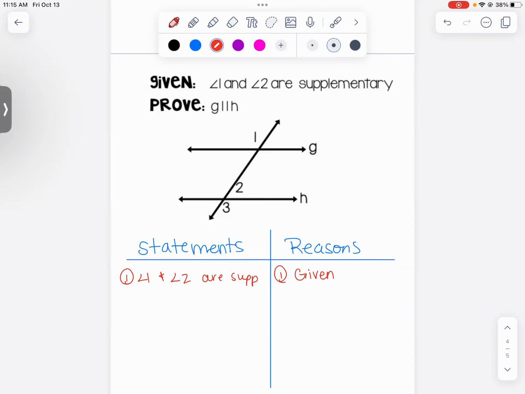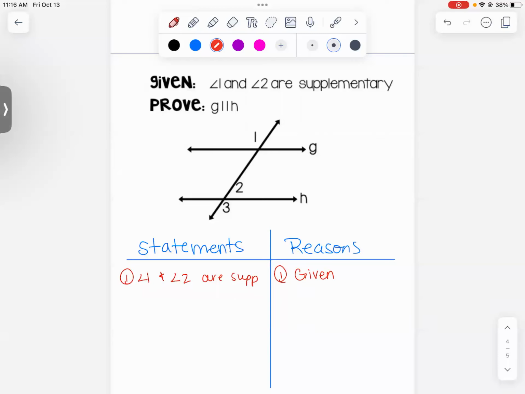Harvey, let's talk about it without writing things down. We want to prove that G and H are parallel. So what two angles would be important to talk about in order to say G and H are parallel? 1 and 3. What kind of angles are 1 and 3? Alternate exterior. So if we could show that angle 1 and angle 3 are congruent, then we will know G and H are parallel.